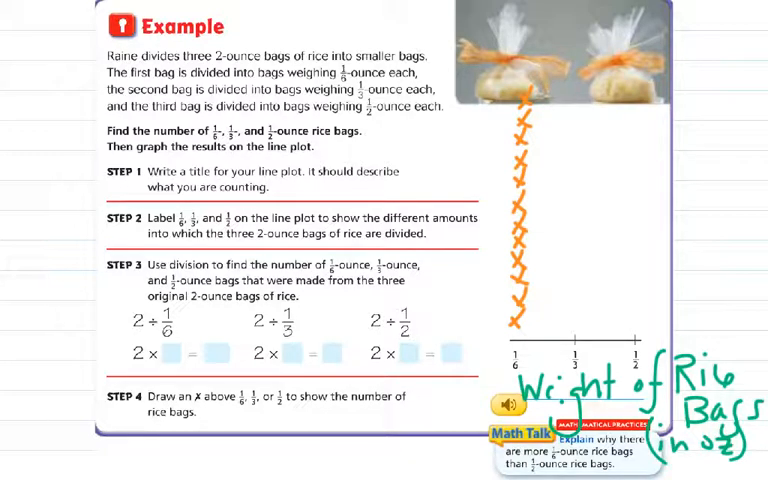The amount of thirds would be 1, 2, 3, 4, 5, 6. So I'm going to put 6 X's. And the amount of halves would be 1, 2, 3, 4. So I'm going to put 4 of those there.